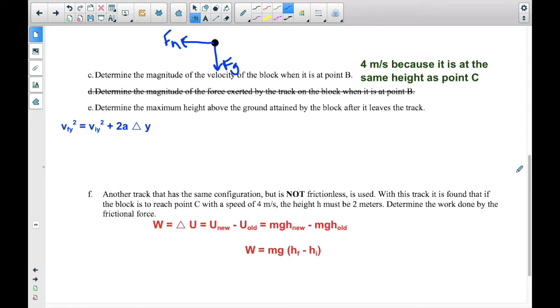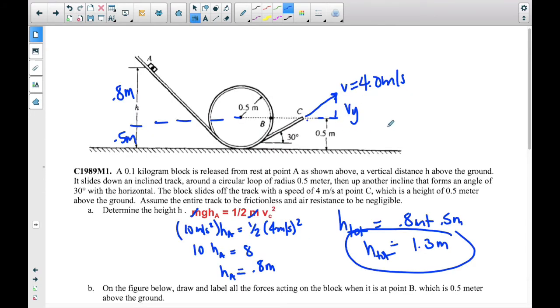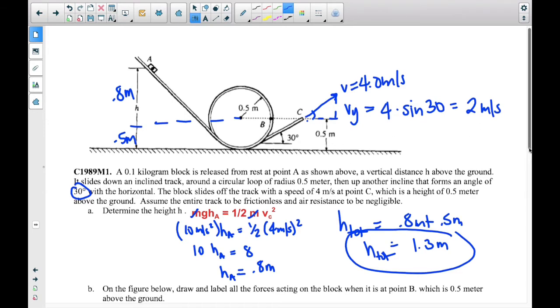And remember I said we were probably going to have to do some components. So V sub y, and this is a 30 degree, right? Yes, it's a 30-degree angle. So V sub y is 4 times sine of 30. And 4 times the sine of 30 is 2 meters per second. So going in the y direction, we have a velocity of 2 meters per second.